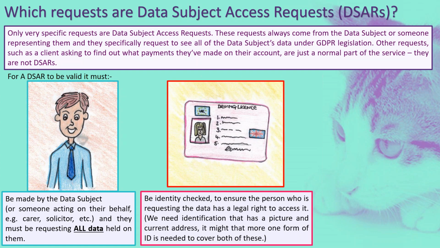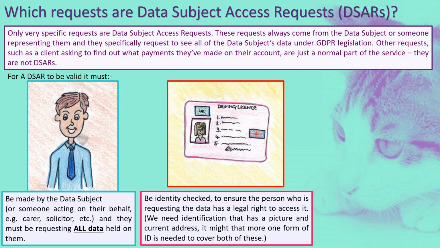For it to be valid, it also needs to be identity checked to ensure that the person who is requesting the data has a legal right to access it. When you are taking a data subject access request, it's important that you observe correct identification. You need to make sure you have seen identification that shows you what they look like, so some form of picture ID, along with their name and their current address. It's also really important that these details match what we have on the system.